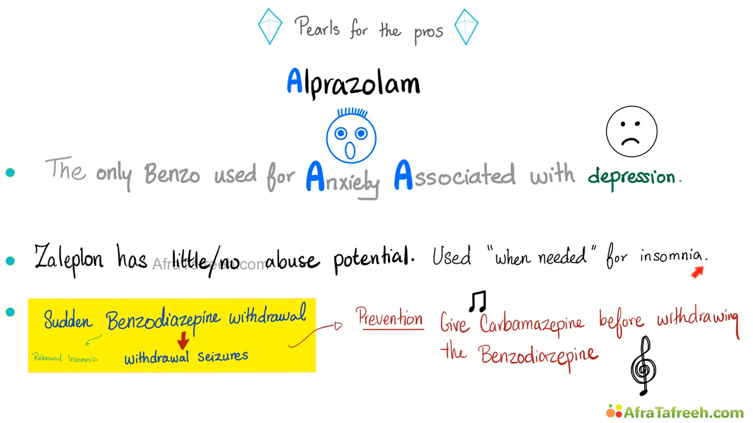Used when needed for insomnia. Please be very careful. Sudden benzodiazepine withdrawal can lead to withdrawal seizures. How do I prevent it? Give carbamazepine before withdrawing the benzodiazepine. It has a good ring to it. It rhymes. Give carbamazepine before withdrawing the benzodiazepine.